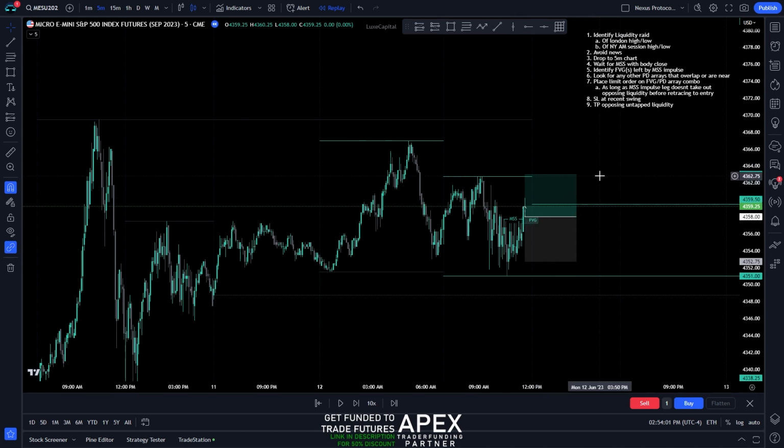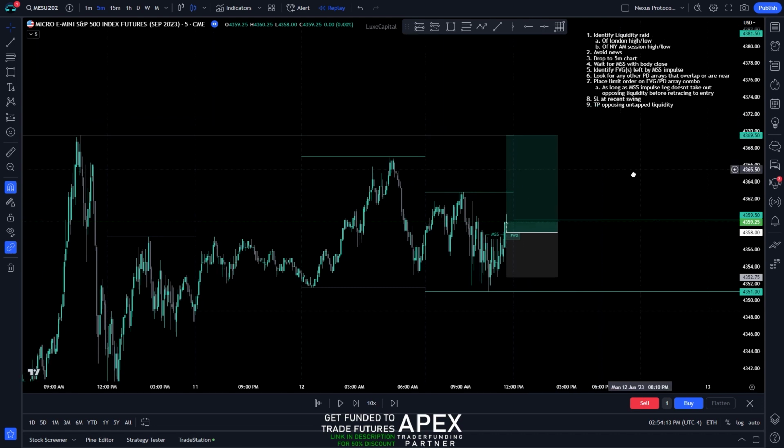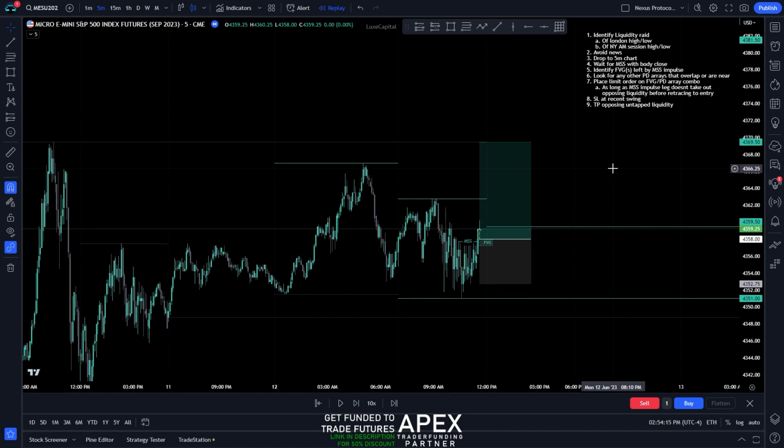I don't really like to exceed a 5-handle stop loss for the most part. So my 1-to-1s are usually 5 and 5, but 5 handles is really good. It really is. But anyways, we're going to go up here just because I cherry picked this. I already know how it's going to turn out. But target an opposing liquidity level that still has a green line.